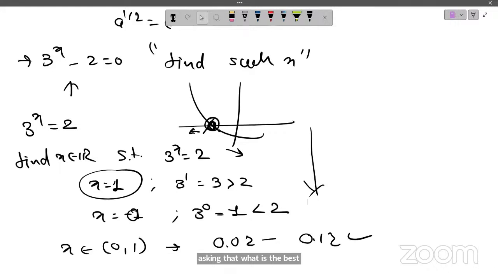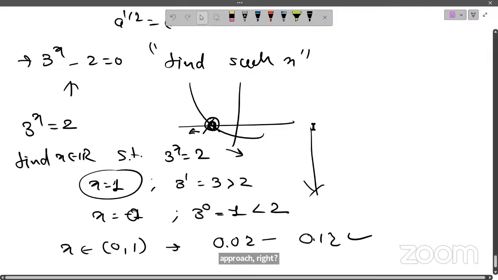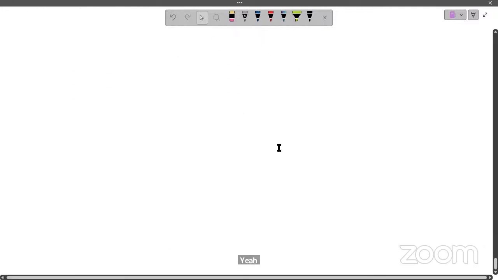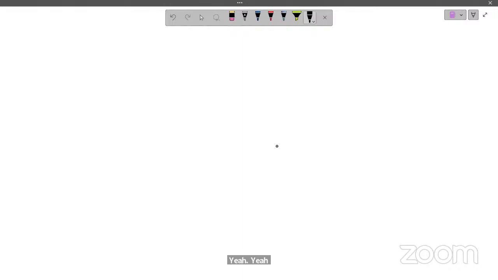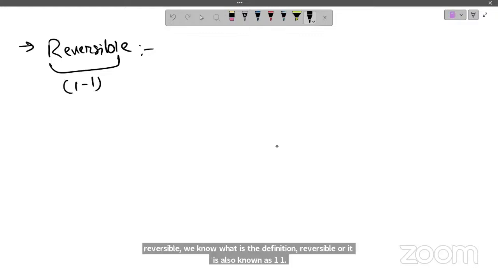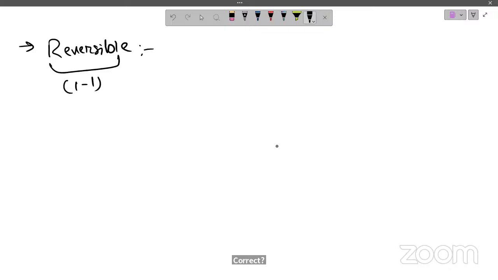Someone says to explain reversible, irreversible, inverse. You want that? Yes, okay, ma'am. Yes, I have the same doubt. Reversible, irreversible, and inverse. So reversible, we know the definition; it is also known as one-one, correct? What do you mean by reversible?